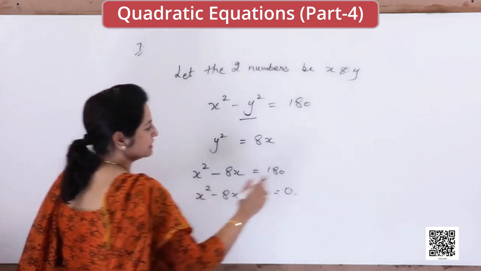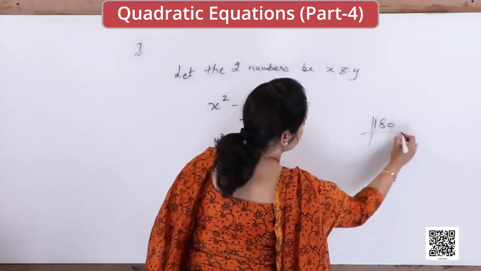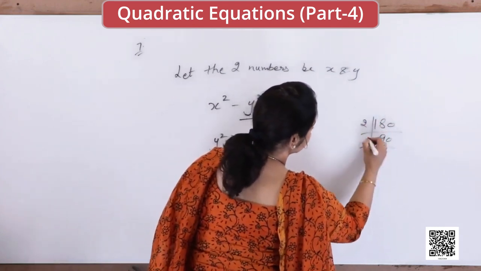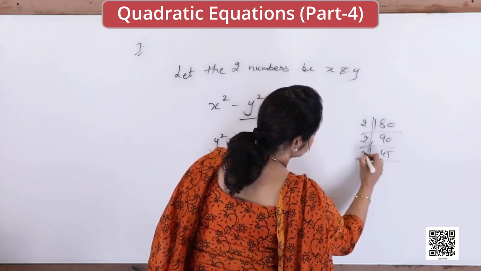Now to solve this, we will factorize 180 and we will get 90 times 2, 45.